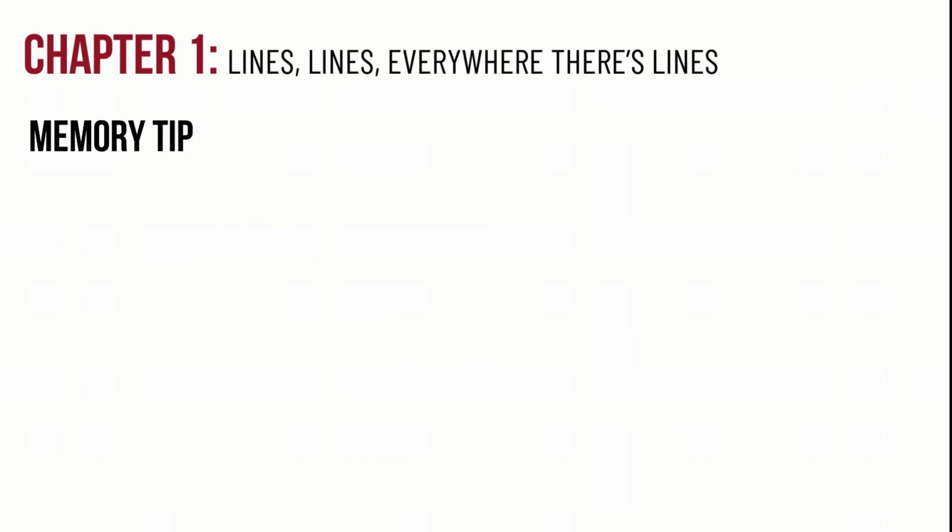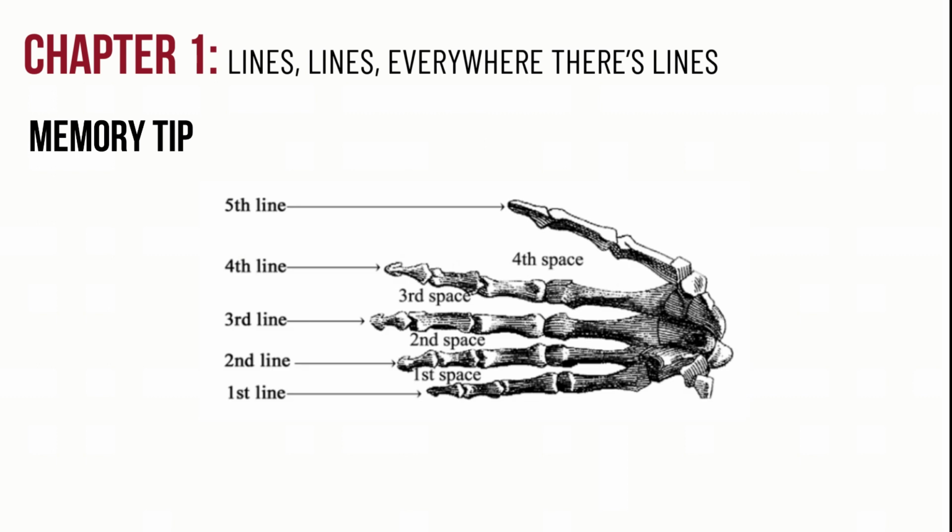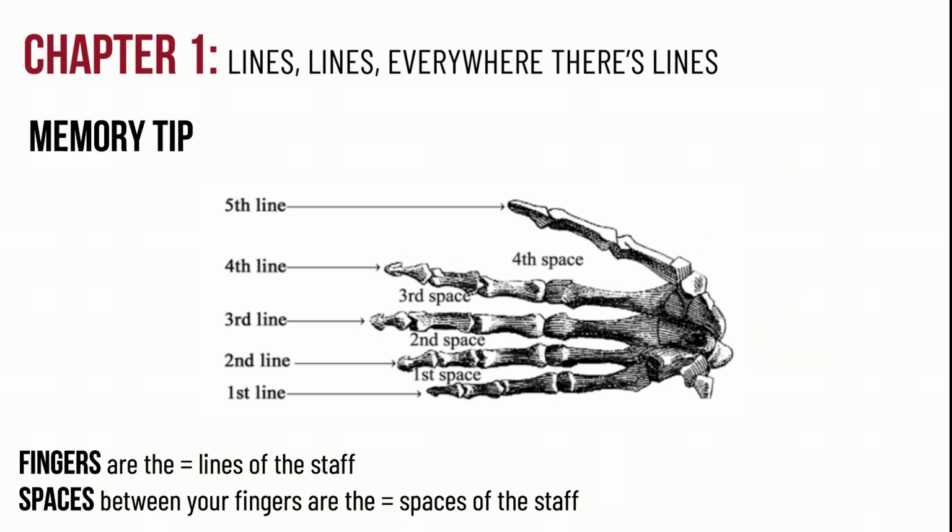Memory tip. The following exercise works. It may feel a little silly, but kinesthetic learning with your body works. Take your hand, left or right, and put it up in front of your face with the palm toward you. Pretend your fingers are the lines of the staff. The spaces between your fingers are the spaces of the staff. Pinky is line 1, ring finger line 2, middle finger line 3, index finger line 4, and thumb line 5. Between your pinky and ring finger is space 1, etc., etc.